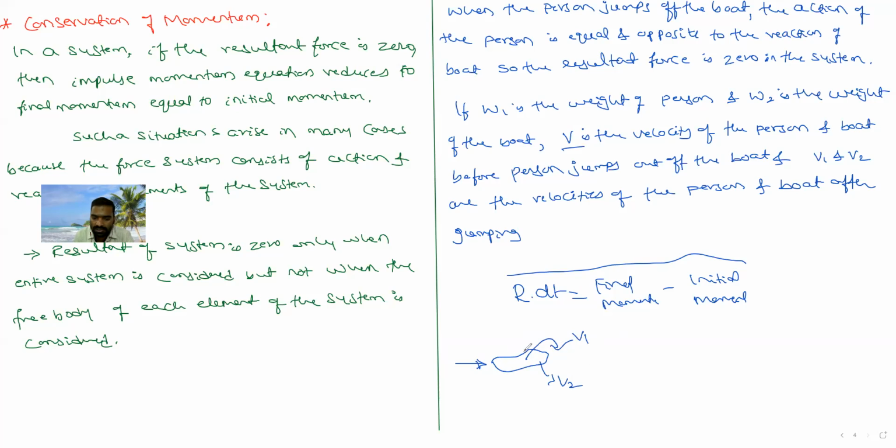Whenever the person is sitting on the boat, what will be the net resultant force? Net resultant force is equal to zero, because is there any external force acting on the boat? No. This R is the resultant of all the forces. So when the boat is there, the resultant force is equal to 0. That's why when this is equal to 0, your final momentum is equal to initial momentum. Then you can apply the principle of conservation of momentum. For your understanding purpose, I have drawn this one.